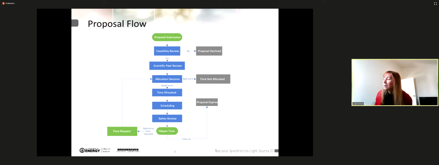So once you have your beam time, just a reminder that if you want more time on that proposal, there are still 2 more cycles left.